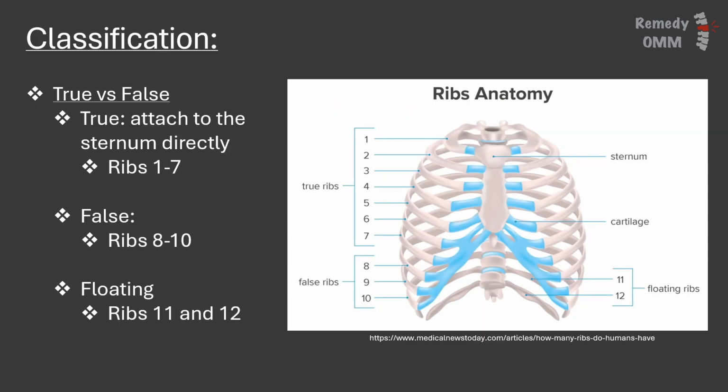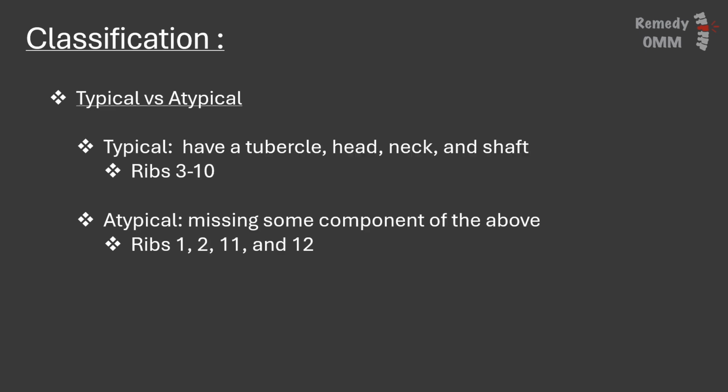There are a few key elements to learn about to master rib dysfunctions. First is the classification. There are 2 sets of classifications for ribs. True ribs, which are 1 through 7, and false ribs, which are 8 through 10, versus the floating ribs, which are 11 and 12. True ribs attach to the sternum directly. False ribs attach to the sternum indirectly, and the floating ribs do not attach at all. This classification system is much lower yield, but good to know at least that it exists.